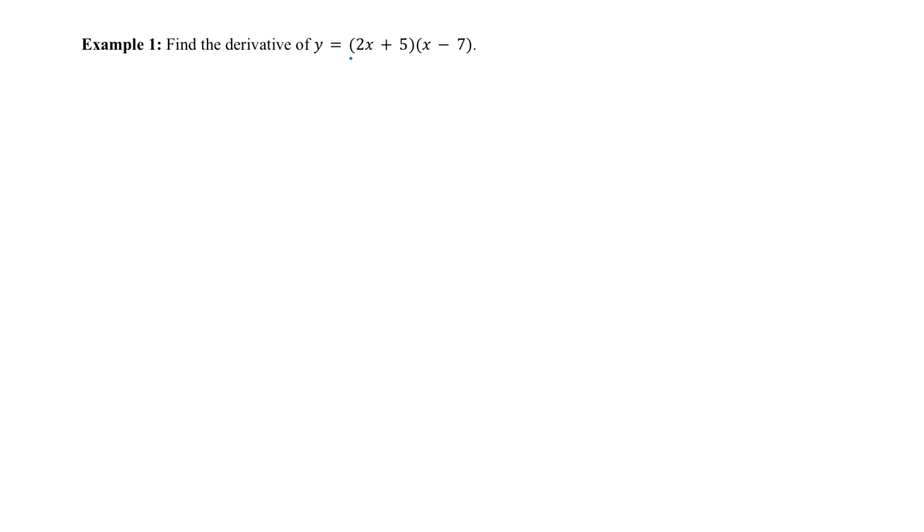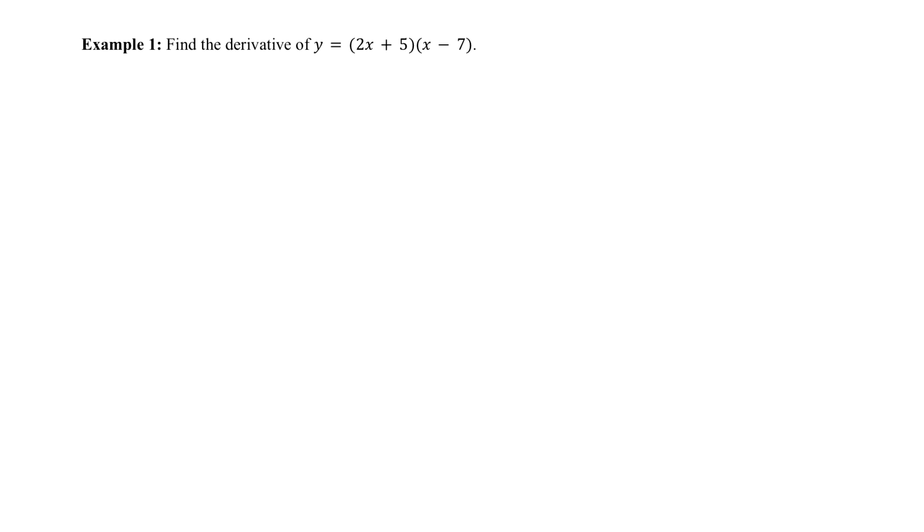I want to find the derivative of y equals (2x plus 5) times (x minus 7). Now, if the derivative worked the way I might want it to, I might just say, well, I can take the derivative of 2x plus 5, and then take the derivative of x minus 7, and then multiply those two together and call it a day.